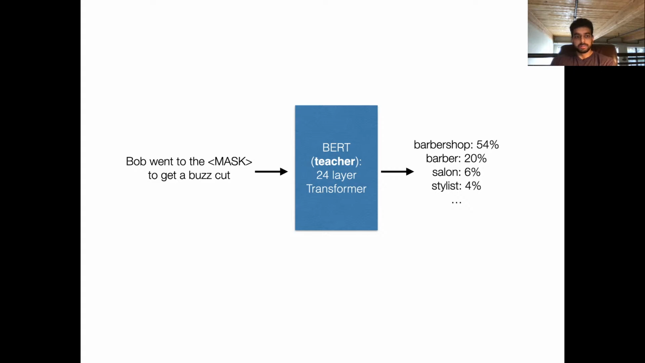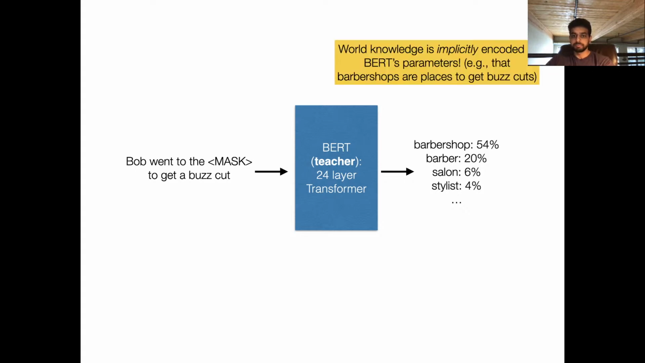So in order for BERT to learn such an informative probability distribution, it needs to encode a lot of knowledge about this relevant event, right? Getting a buzz cut happens at a barber shop, right? So that information has to be stored somewhere in the parameters of the model. And of course, we can't really interpret where exactly in the model this knowledge is being encoded, but we know from the predicted distribution that the model is aware that barbershops are a reasonable place to get buzz cuts, right?